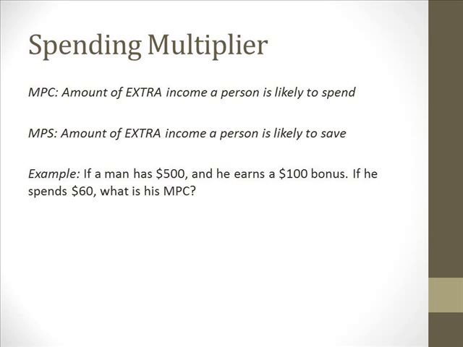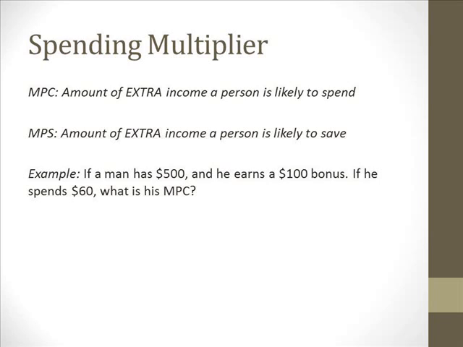Hit pause and figure this out. Hopefully what you came to the conclusion is that his MPC is 0.6. This is because $60 is 60%, 0.6, of the $100 bonus. So what he spent, the change in what he spent, 60, over the change in his income, which would be 100, you would get 0.6.